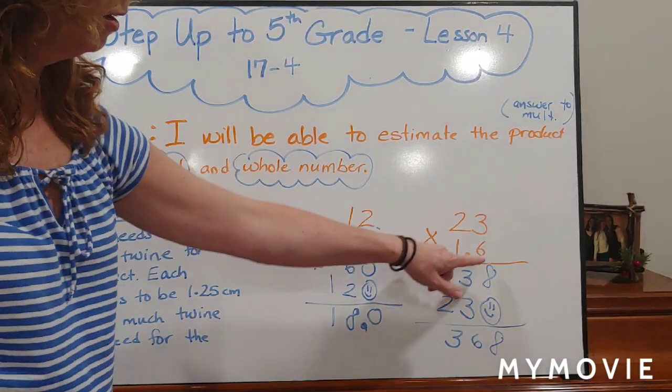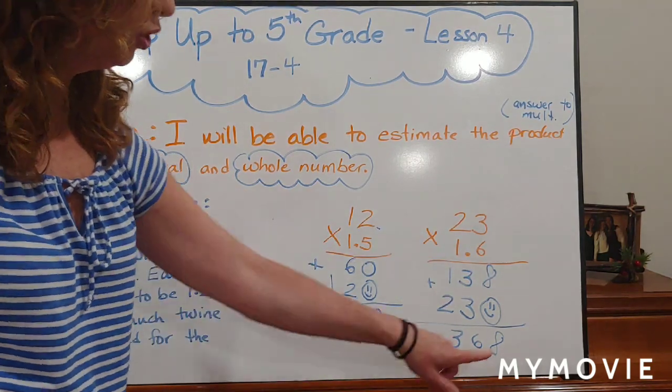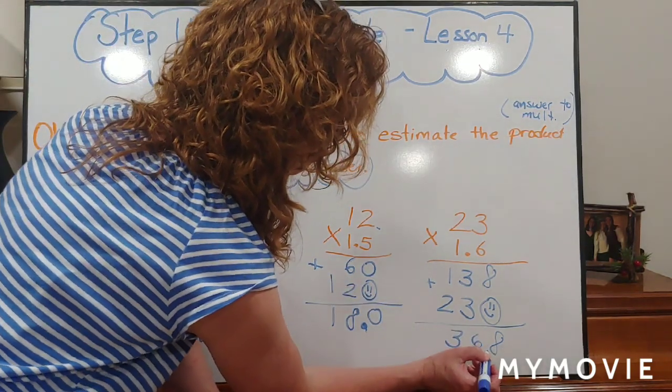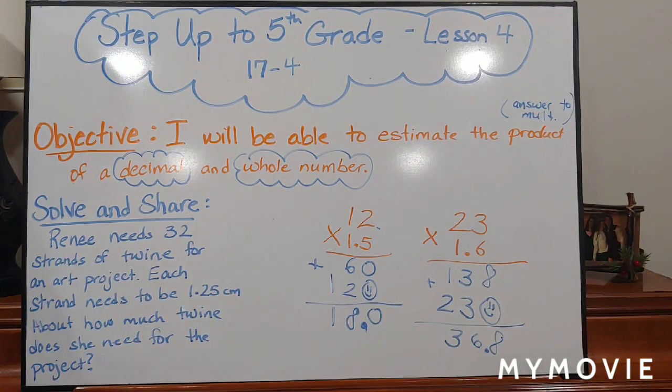And if you look, we have one number to the right of the decimal. So we're going to move our decimal. We're going to put one number to the right of the decimal here. So the answer would be 36.8.